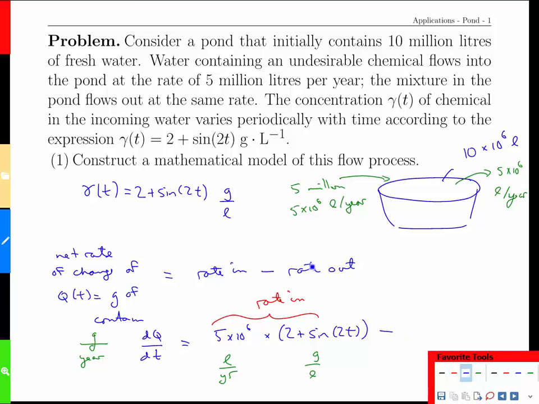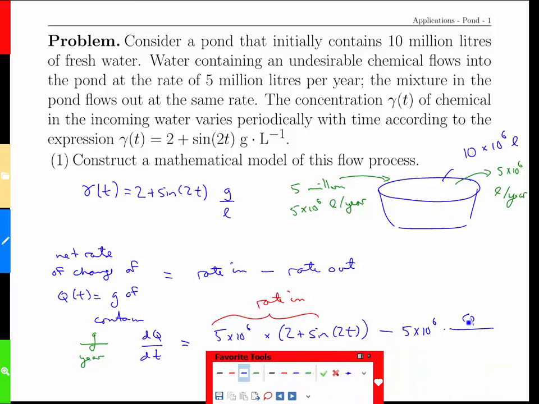And then we can subtract the rate out, which is going to be similar. It's going to be governed first by the 5 times 10 to the 6th. That's how much water is leaving, but we're also interested in how much contaminant is leaving. Well, if we take a look at the units here, we had grams per liter, that was a concentration. And we've seen this earlier, the concentration in this pond is going to be given by the amount, Q, which is in grams, divided by the volume, which is 10 times 10 to the 6th liters. That'll give us grams per liter. This is in liters per year. And once again, we have the same units, grams per year, when we're done. So we have our rate out as that combination of terms there.